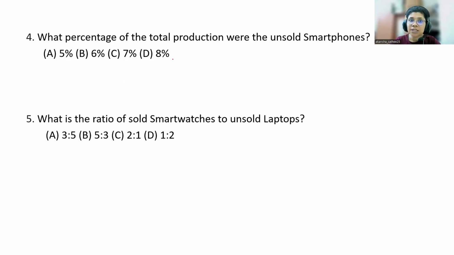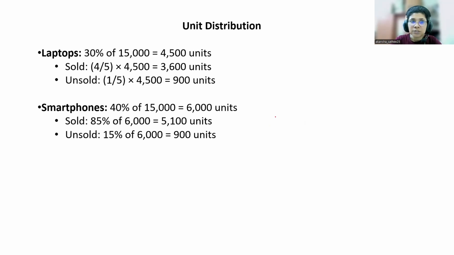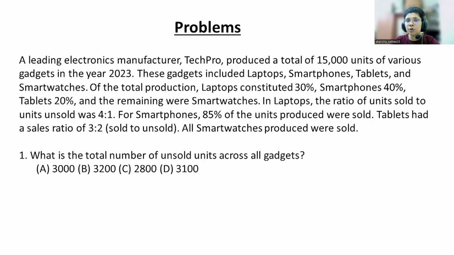Next problem. What percentage of the total production were the unsold smartphones? So first, you should know how many smartphones are unsold. Then you have to compute the percentage. What is the ratio of sold smartwatches and unsold laptops? Again, you should know how many smartwatches are sold and how many laptops are unsold. So these things you have to get from the data given, from the paragraph given, right? Then you can solve this problem. Since we got to know what details we need, I have already added those details in the slides itself.